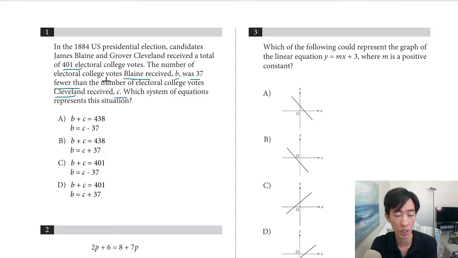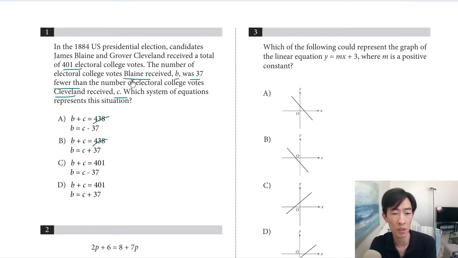So as far as elimination goes, I know this is number 1, so it's really easy. But strategically, if they both got 401, you're going to eliminate choices A and B for 438. And notice B plus C is 401 and C and D.